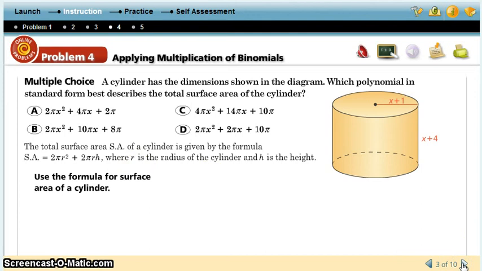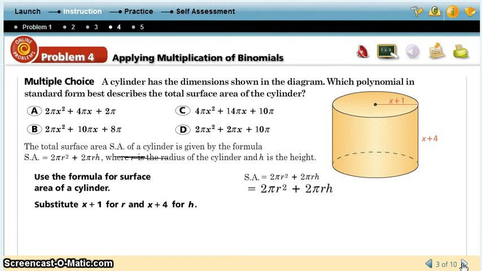Use the formula for the surface area of a cylinder. Substitute x plus 1 for r and substitute x plus 4 for h. Okay, so notice that the radius was x plus 1, so they just put that in place of r. And x plus 4 was the height, so they just put that in for the h.